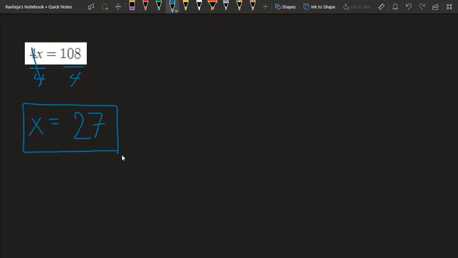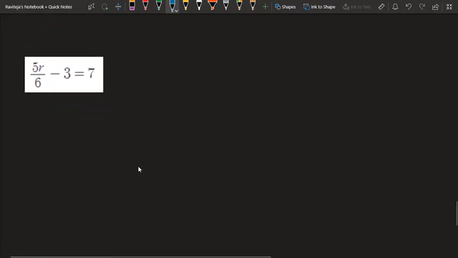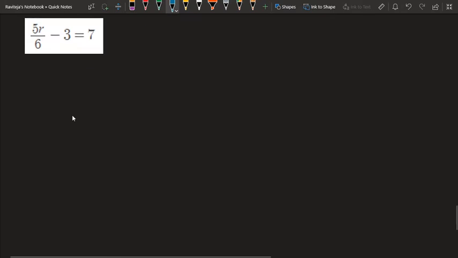So now that you guys have learned, hopefully, how to use those two operations, let's move on to example number 5, which might be a little bit tricky because it involves more than one operation. And here we have it, 5r over 6 minus 3 equals 7. And if you guys want to try this on your own, feel free to. And remember, the order does matter.